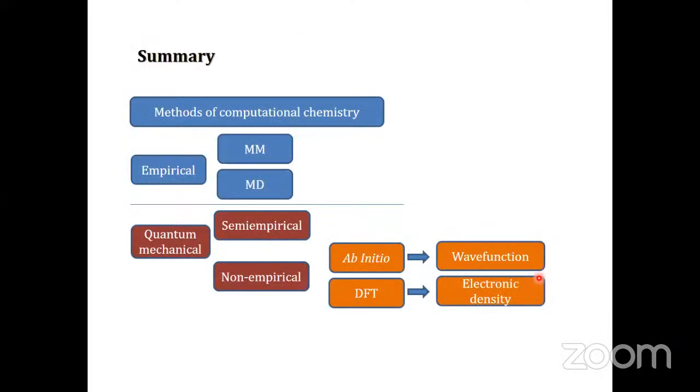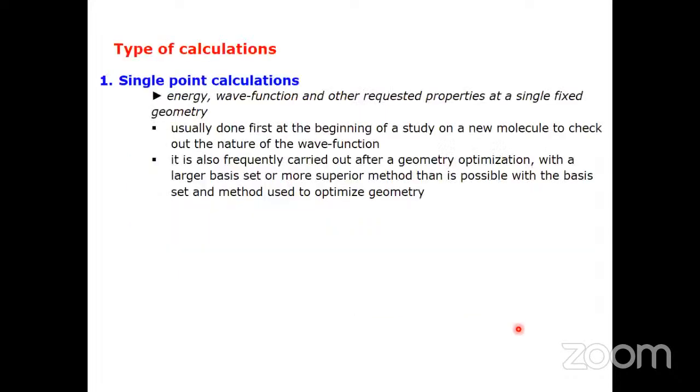So in summary, we can say that methods of computational chemistry may be empirical, and in it we have molecular mechanics and molecular dynamics. In turn, quantum chemical or quantum mechanical methods may be semi-empirical or non-empirical in nature. And since today there is a resurgence in non-empirical methods, we have the ab initio method and the density functional theory method. The ab initio method is based on wave function, while density functional theory is based on electron density.